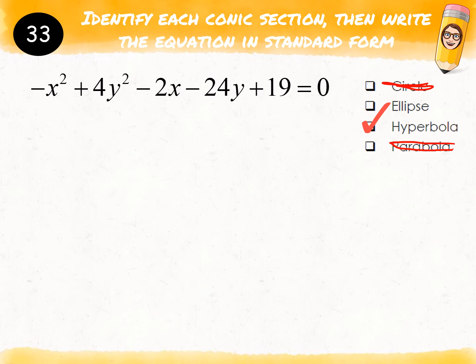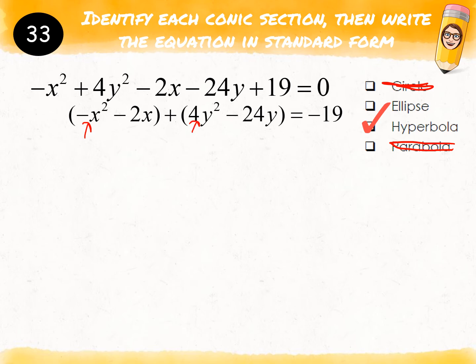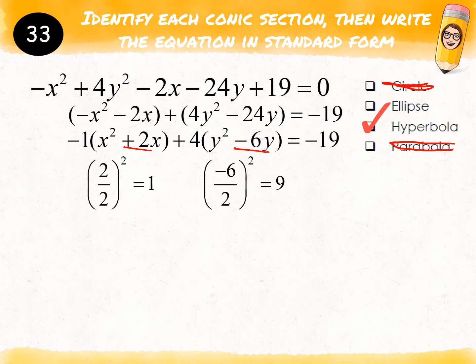Step 1, let's organize the x's, the y's, and kick the constant to the other side. Step 2, we do have leading coefficients for our x and for our y's, so we need to divide those common factors out. So technically there's a -1 there, right? So I'm going to divide out a -1 from both x's, divide out a 4 from both y's. Let's begin the completing the square process. We're going to take our b values, divide them both by 2 and square them.